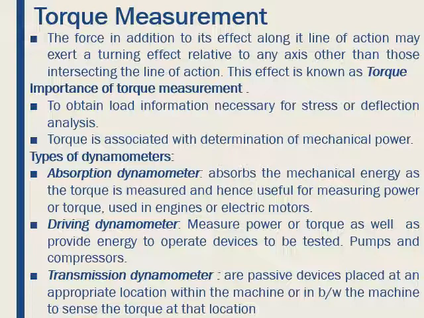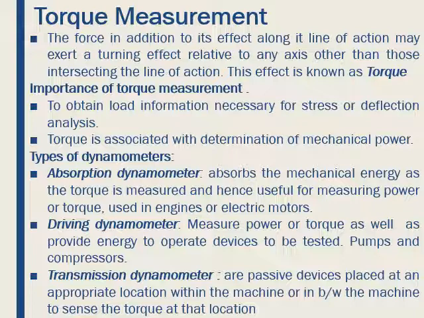The second one is transmission dynamometers. These are passive devices placed at any appropriate location within the machine or in between machines to sense the torque at that location. In this type of dynamometer, the energy is not wasted in friction, but is conveyed to the surroundings in a useful mechanical or electric form. Some examples of transmission dynamometers are belt transmission dynamometers, epicyclic train dynamometers, torsion dynamometers, and strain gauge dynamometers.